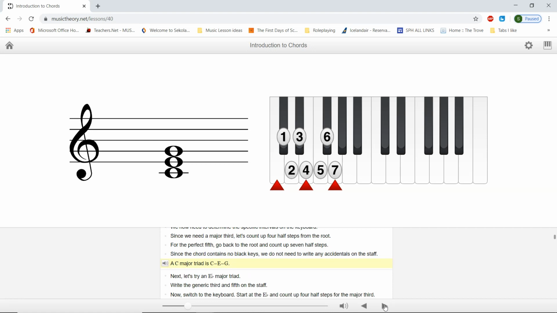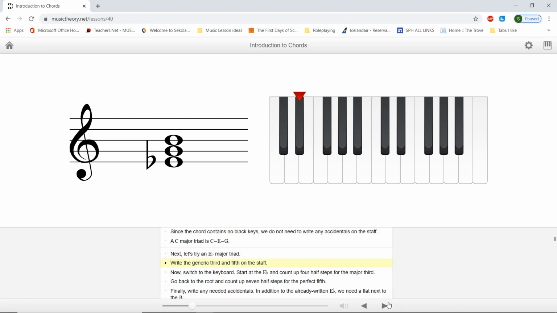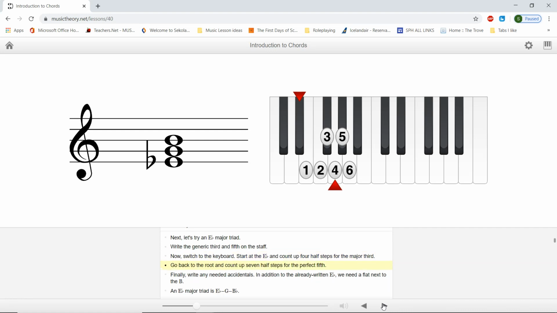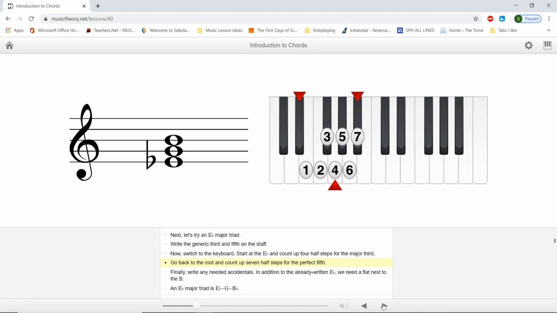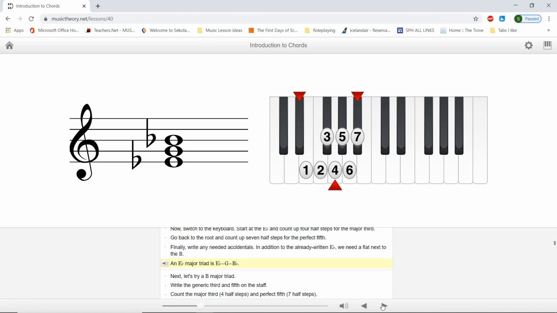Next, let's go ahead and try a different triad, one that includes accidentals in it. Let's do an E flat major triad. So once again, we're going to slap the third and fifth on the staff. E flat is our root. Then we're just going to stick G and B on top. And we're going to count 4 half steps. 1, 2, 3, 4 takes us to G. And then we're going to count 7. 1, 2, 3, 4, 5, 6, 7 takes us to B flat. Oh, we actually have a black key in this one, so we're going to write in that accidental, B flat. That means that our E flat major triad is going to be E flat, G, B flat.